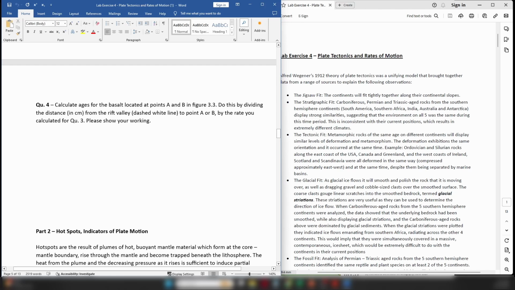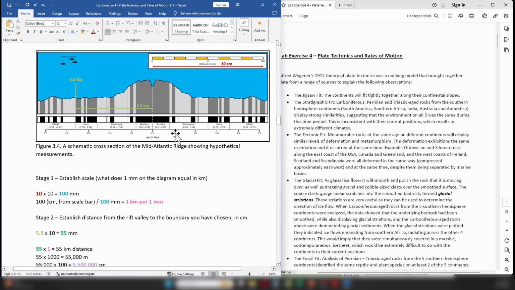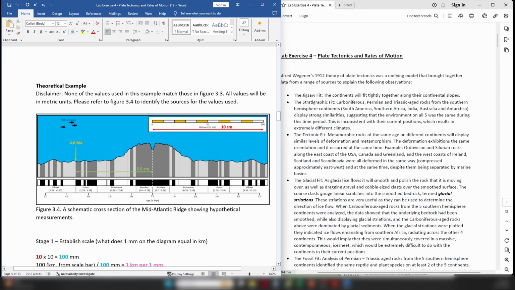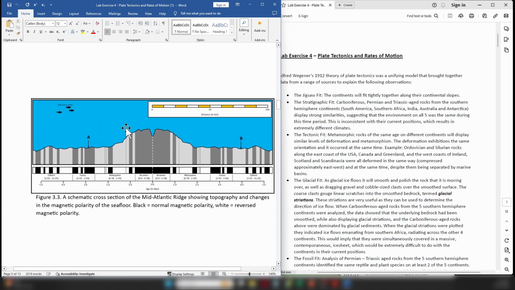So the first thing you're going to do is calculate the distance from the spreading ridge to point A or point B. Remember, you're going to have to do two different calculations, one for each location. So you're going to take your ruler and measure the distance from here to point A. I do apologize for looking at the wrong diagram there. Here we go, let's try this again.